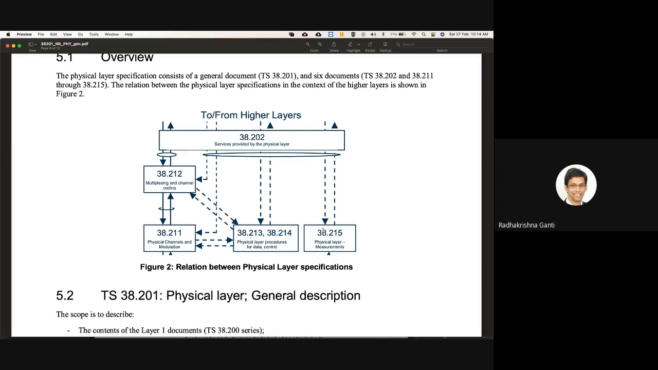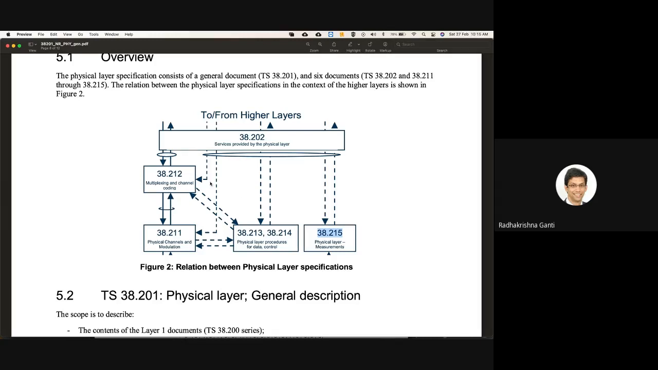And there is one more document which we will not talk about too much, called 38.215, which talks about physical layer measurements. So what are physical layer measurements? For example, when the UV transmits something, the base station should understand how much power it is transmitting, so that it can do power control. That's a measurement. Similarly, the UV should do a lot of measurements in terms of channels and other things. All those measurements are specified in 38.215.